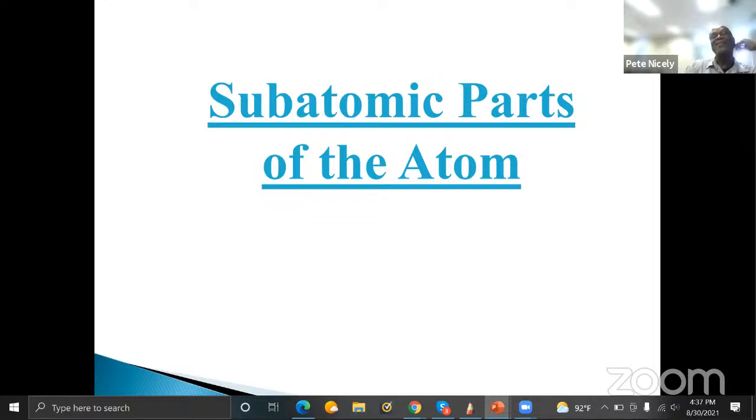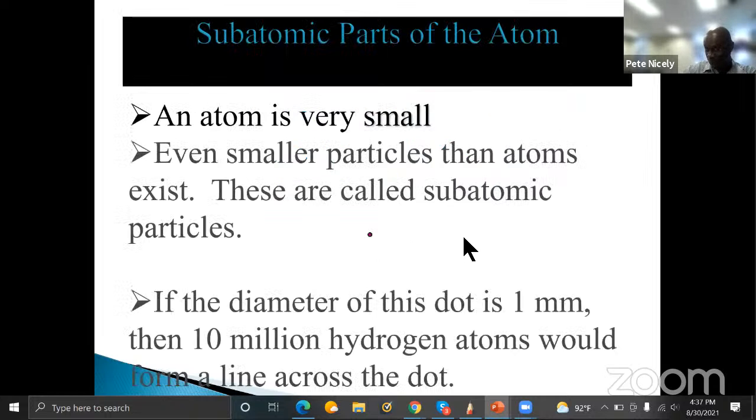Okay, so as I said before, atoms can be broken down into smaller fragments. So what we'll be looking at in this section are the different subatomic parts of the atom, the different fragments that make up an atom. We're going to start off with the obvious fact that the atom is a very, very small particle, but within the atom, there are even smaller particles.